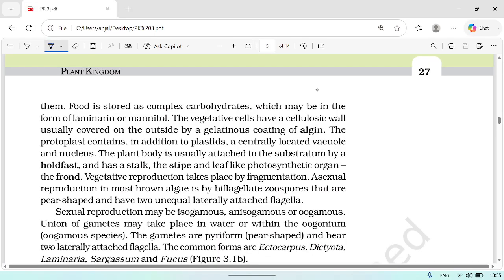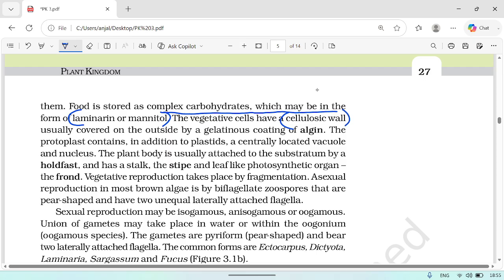The food is stored as complex carbohydrates, which may be in the form of laminarin or mannitol. We used to say laminarin starch. The vegetative cells have a cellulosic cell wall, usually covered on the outside by a gelatinous coating called algin. The protoplast contains, in addition to plastids, a centrally located vacuole and nucleus. We know that plastids have the chloroplast and everything.